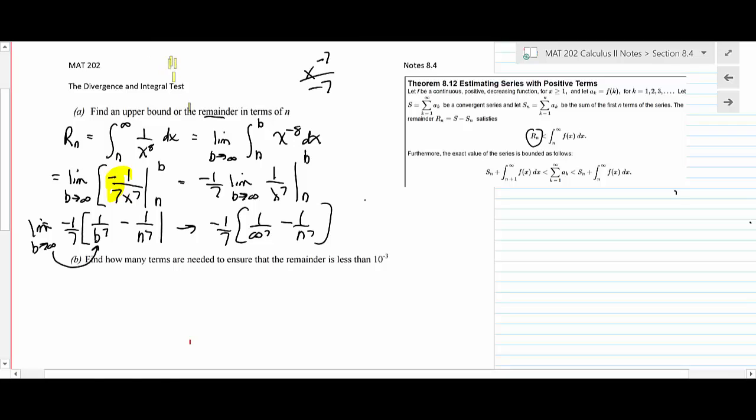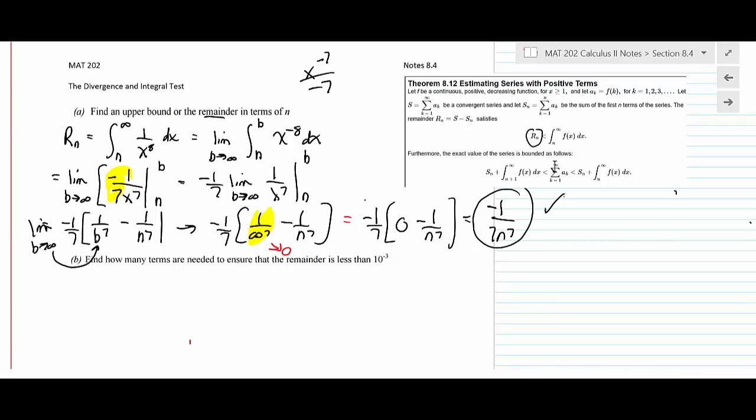So where does this expression go to? 1 over infinity. That goes to 0, right? So with this thing going to 0, you'll have this as a result: negative 1/7 times 0 minus 1 over n to the 7th. Then if you multiply that out, two negatives multiply out, so that should give you 1 over 7n to the 7th. And you'll see where I'm going with this a little bit in the next problem.